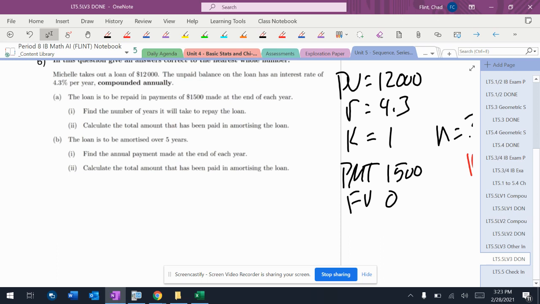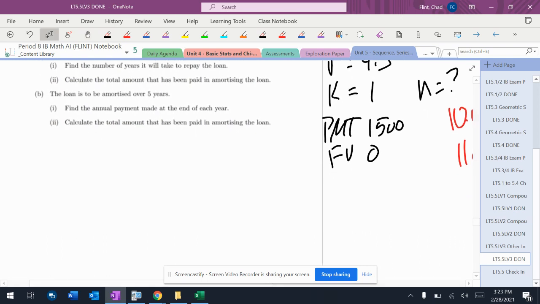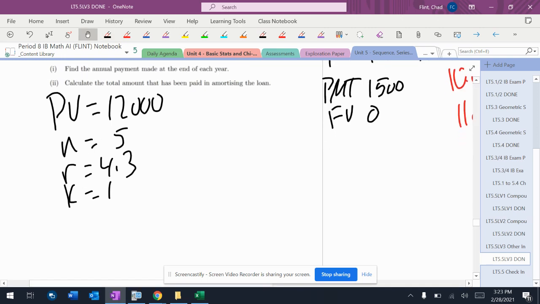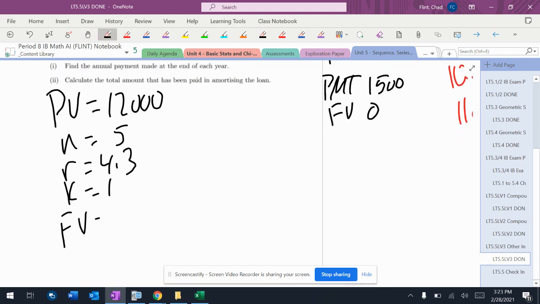Part B says the loan is to be amortized over 5 years. Find the annual payment made at the end of each year. Calculate the total amount that has been paid on this loan. So the present value is still $12,000. This time N is 5. The interest rate is still 4.3. The K is still 1. The future value is still 0 because you're paying it all back.